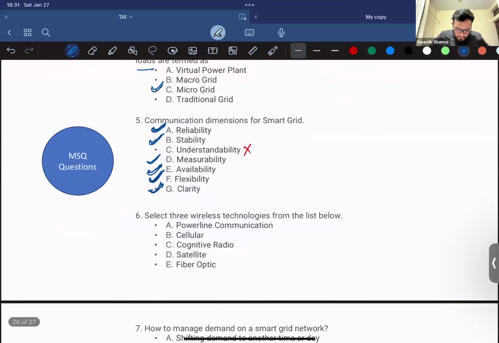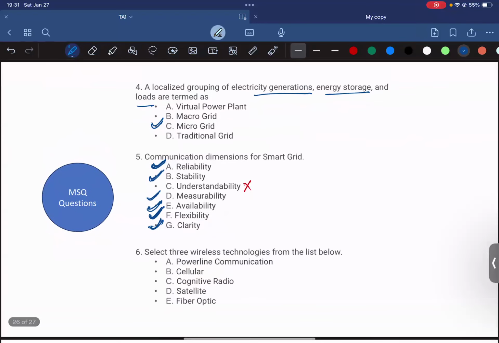So next. Hello, sir. Select three. Yeah, go on. Sir, in the fourth question, could you please tell me what is the difference between macro grid and micro grid?